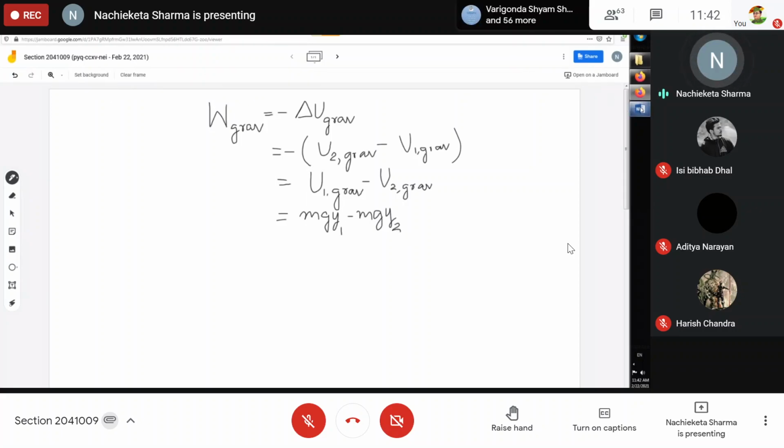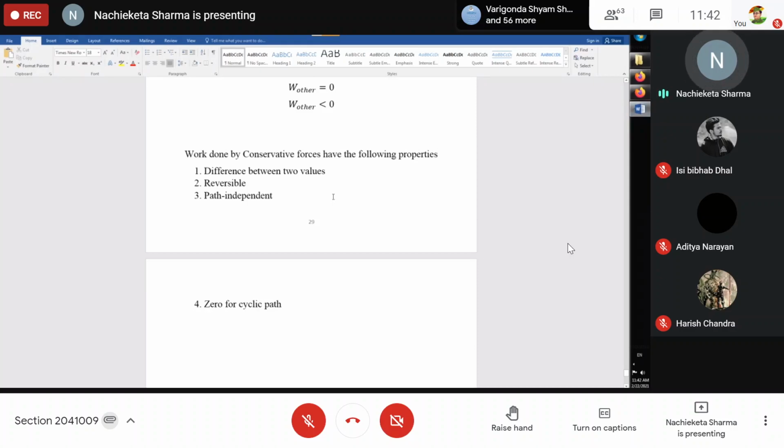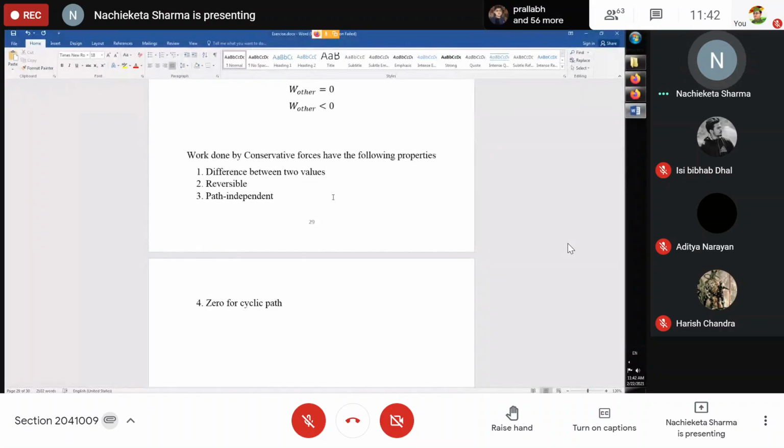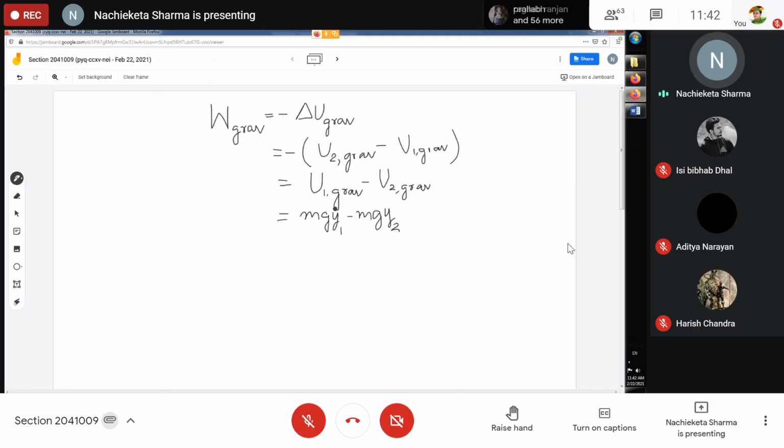What this first property says is that the work done by a conservative force can be expressed as the difference between two values, the initial value and the final value. And that is what we have got. You see, this is the work done by the gravitational force. Because it is a conservative force, we are able to express it as the difference of two numbers: the initial number and the final number. So the first part is over.